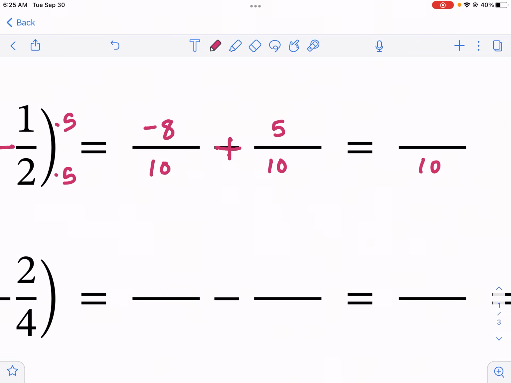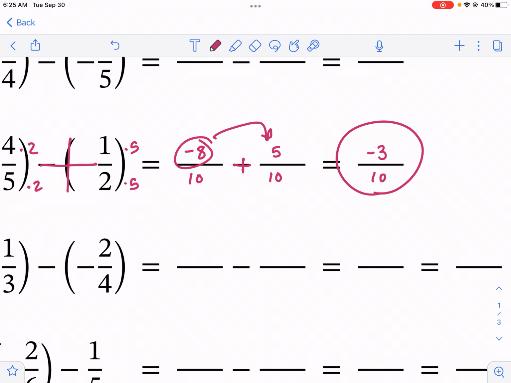So now my problem is negative 8 over 10 plus 5 over 10. It's going to be negative because the negative is bigger than the positive. And I need to subtract 8 minus 5 is 3. Negative 3 over 10 is my final answer.